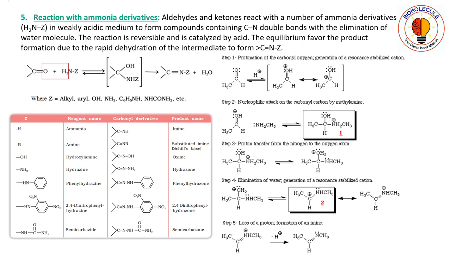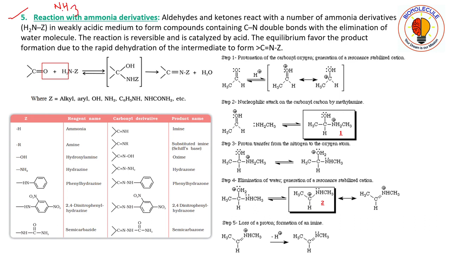Now this portion is very important for both your normal board exams and for entrance exams. This one is reaction with ammonia derivatives, and also reaction with ammonia. I will come onto that later. So aldehydes and ketones react with a number of ammonia derivatives. So ammonia is NH3.